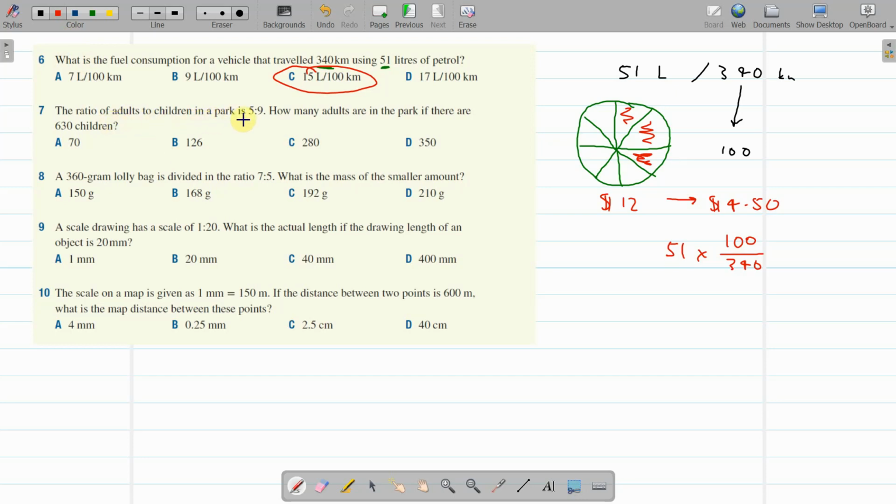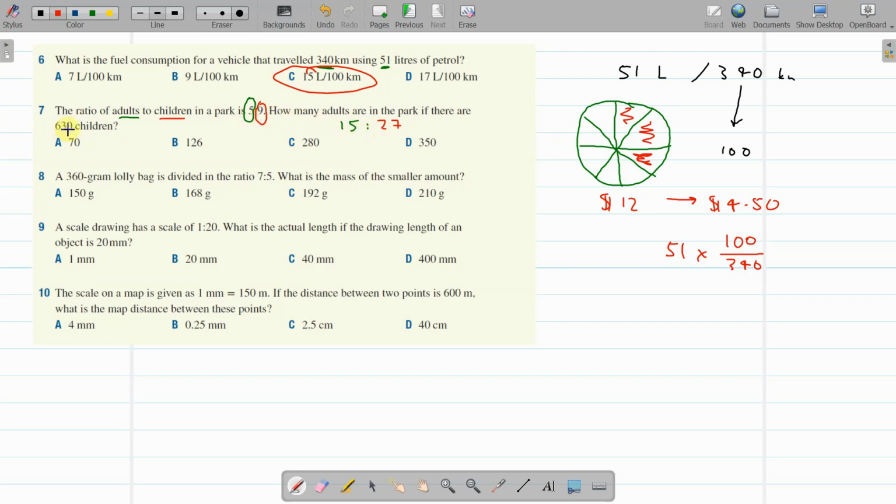The ratio of adults to children in a park is 5 to 9. How many adults in the park are there if there's 630 children? So in the ratio, the adults is first and the children is second. So the 5 relates to the adults, and the 9 to the children. Let's go step by step. Say this is increased by a factor of 3. So 5 times 3 is 15 adults, and 3 times 9 is 27 children. So that's increased by a factor of 3.